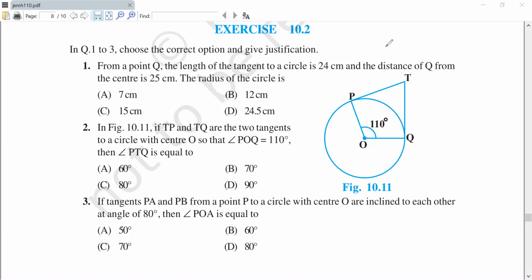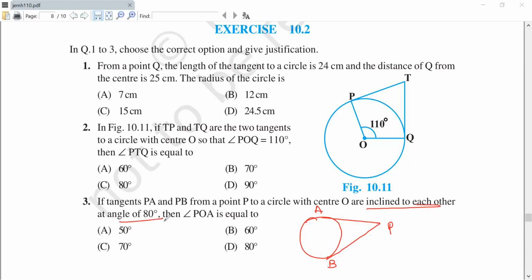Now the next one: if tangents PA and PB are inclined to each other at an angle of 80 degrees. So they're saying now, same thing. You leave this, same figure. They're saying this is 80 degree. Once again, I'll quickly draw the diagram. This is the circle, PA and PB. So the common point is P here, and PA and PB are the two tangents. They are inclined to each other at an angle of 80 degree.